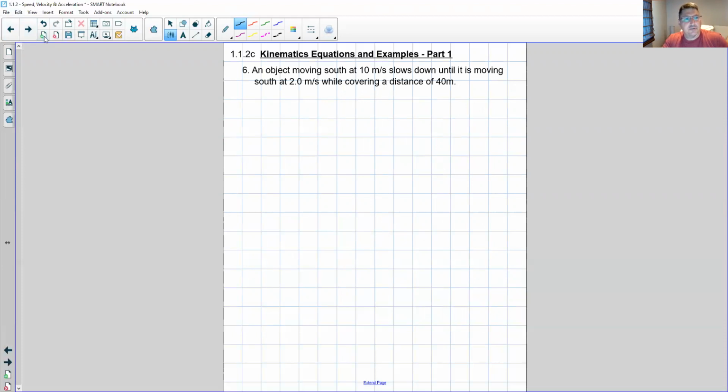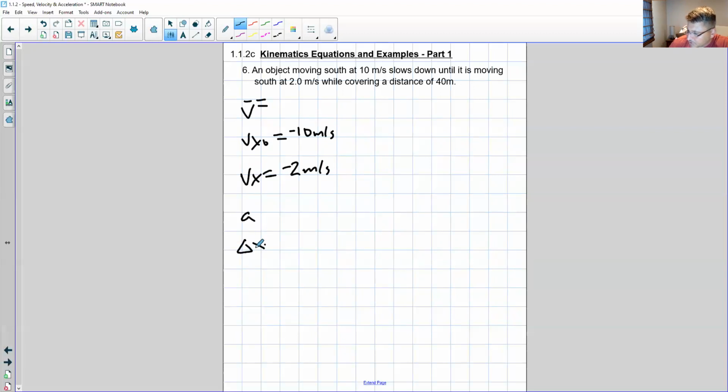Question 6: an object moving south at 10 meters per second slows down until it's moving south at 2 meters per second while covering a distance of 40 meters. So Vx naught is negative 10 meters per second, since I'm calling south my negative direction. Vx is going to be negative 2 meters per second. Again, I'm calling south my negative direction.